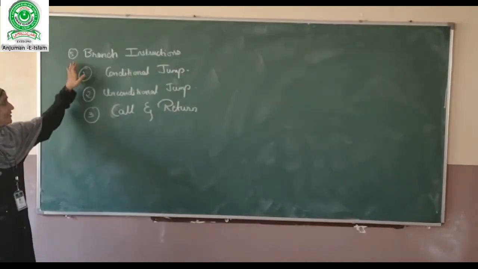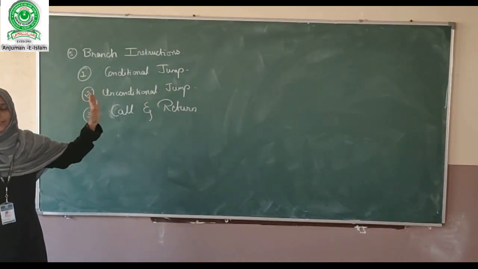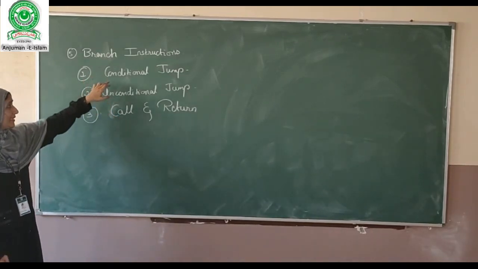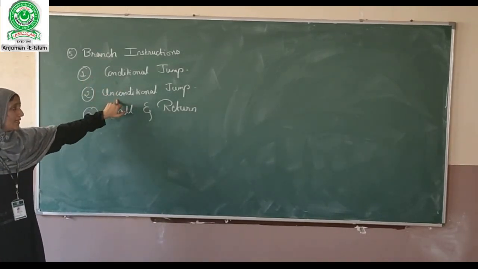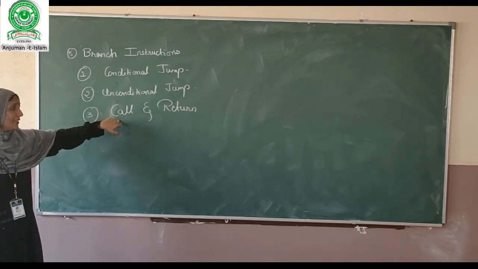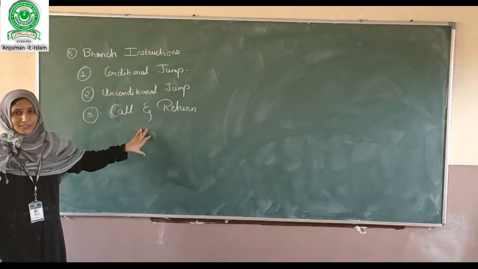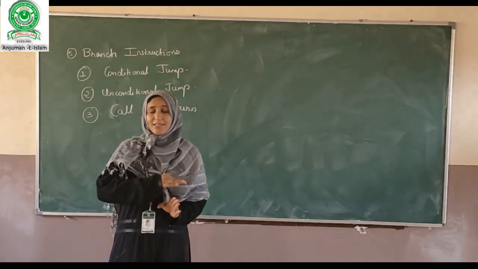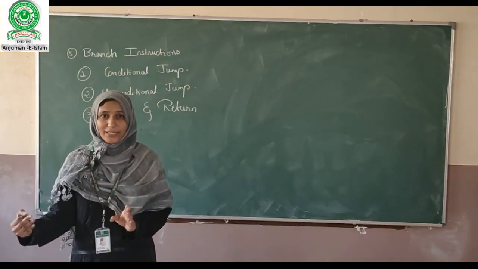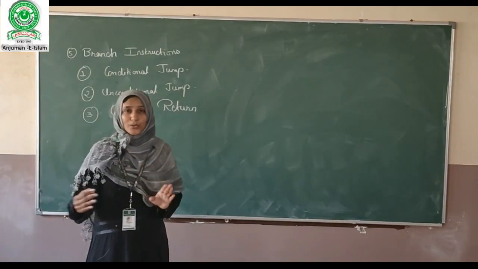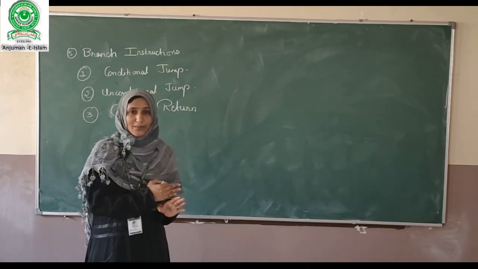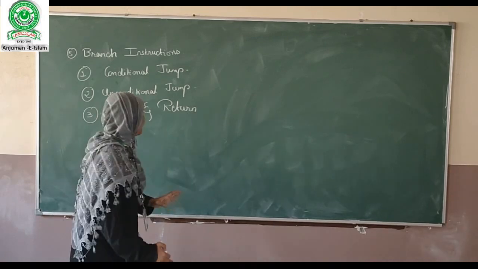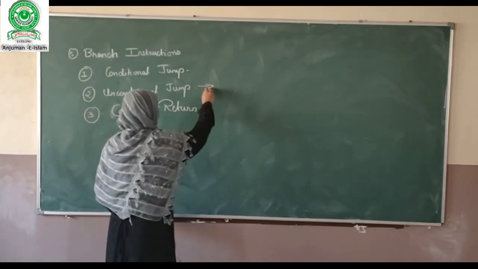So the last one is the branching instruction. In these branching instructions, you have another 3 basic types. The first one is the conditional jump, the next one is the unconditional jump, and the third one is the call and the return instructions. In a program, there might be certain conditions where you need to just jump from one part of the program to another part of the program. Here, there is no need to check any particular condition. The branching takes place without any condition being satisfied. Such instructions we are going to call unconditional jump.